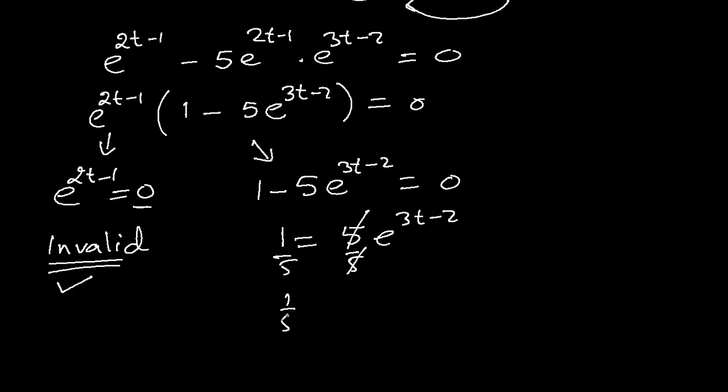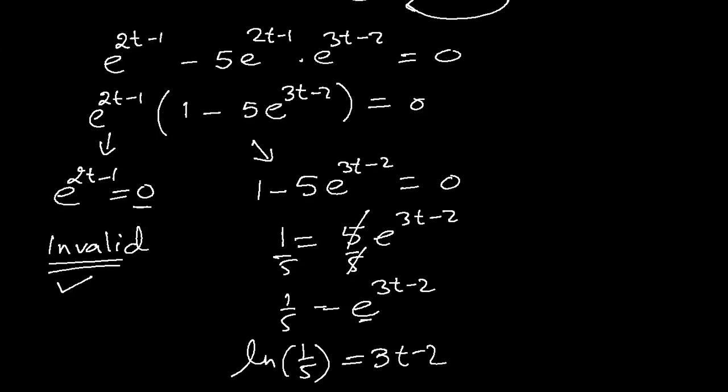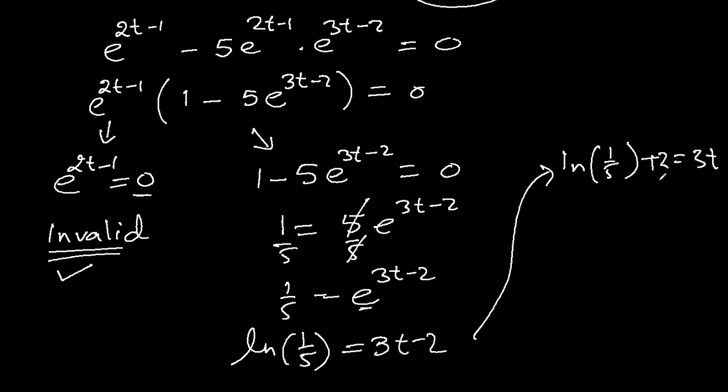So 1 over 5 is equal to e to the power 3t minus 2. Now to get rid of e, 3t minus 2 will be alone, and this will be ln 1 over 5. And let's complete it here. ln 1 over 5 plus 2 equal to 3t. Let's divide both sides by 3 so that t is isolated. This 3 and this 3 cancel.